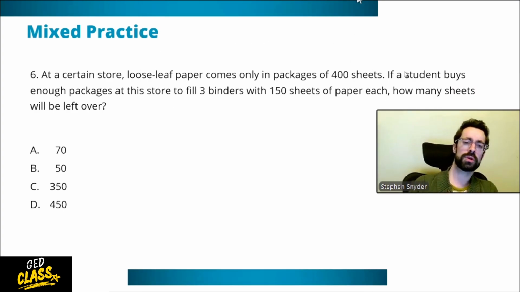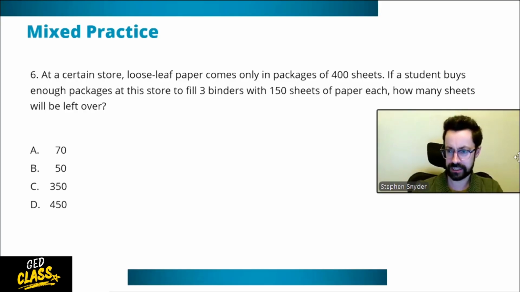At a certain store, loose leaf paper comes only in packages of 400 sheets. If a student buys enough packages at this store to fill 3 binders with 150 sheets of paper each, how many sheets will be left over?